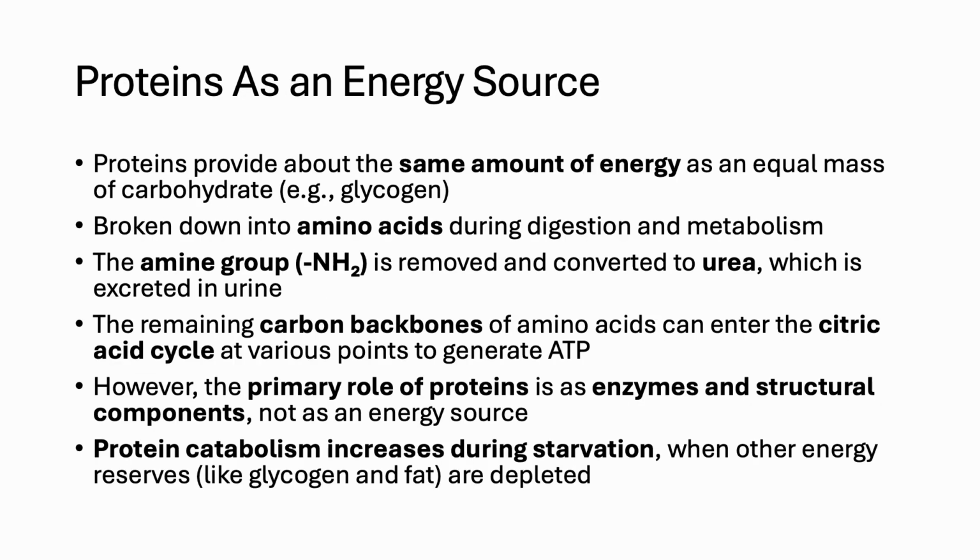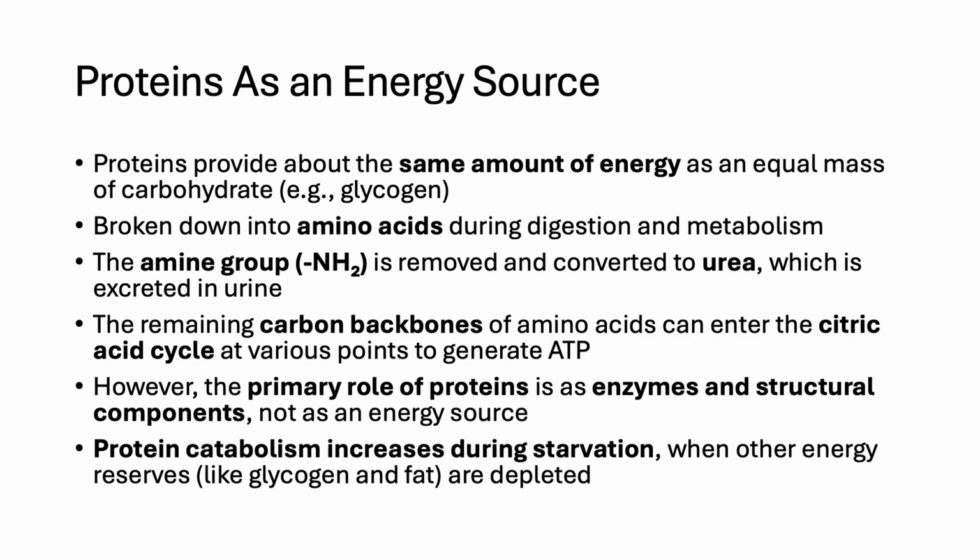Although proteins can be used as fuel, this is not their primary role in the body. Proteins can be broken down into amino acids during digestion and metabolism. To use amino acids for energy, the amine group, the NH2, must first be removed through deamination. This produces ammonia, which is toxic, so the liver converts it to urea, which is then excreted in the urine. The remaining carbon backbone of the amino acid can be converted to pyruvate, acetyl coenzyme A, or other intermediates of the citric acid cycle, where it contributes to ATP production.